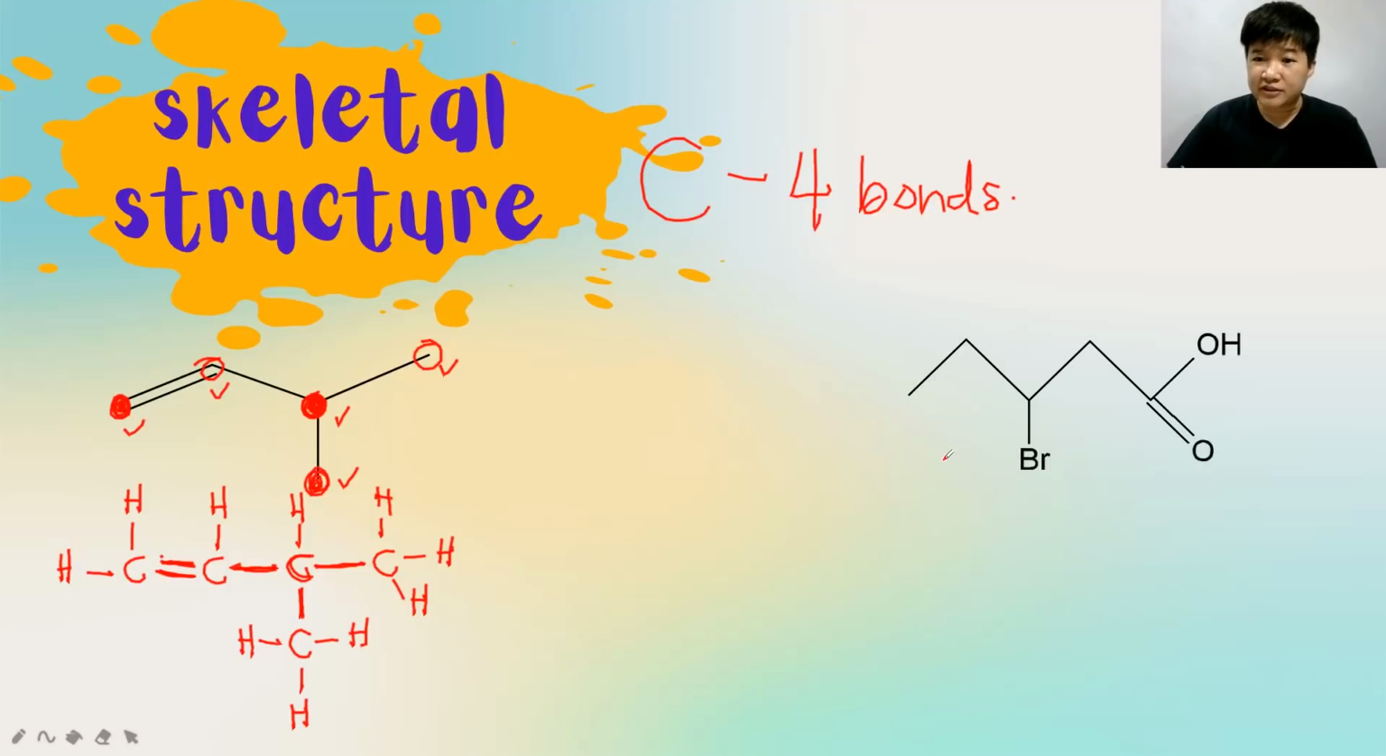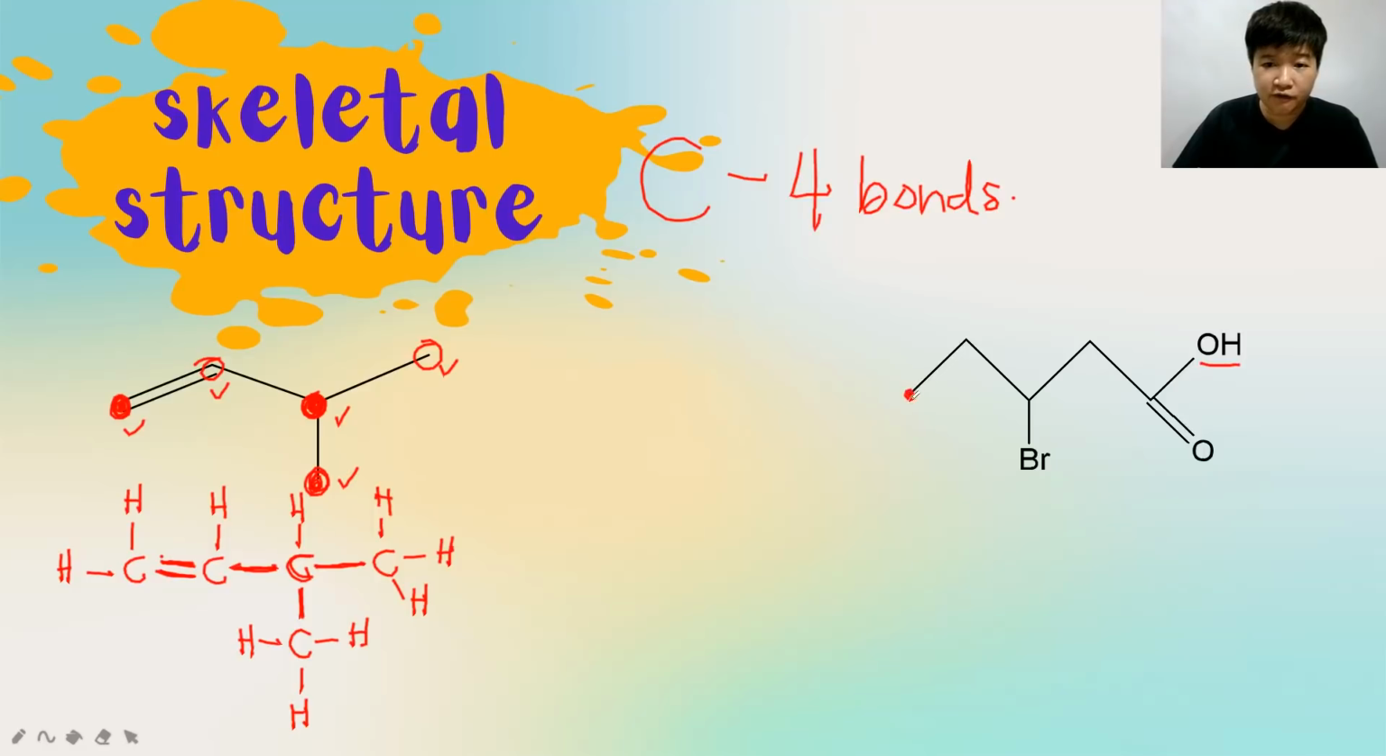Another example for skeletal structure. Let's see how we expand this. Can you see in the skeletal structure that I have OH over here? We are not hiding the H because it doesn't belong to the carbon. It belongs to the O. So let's expand this structure.